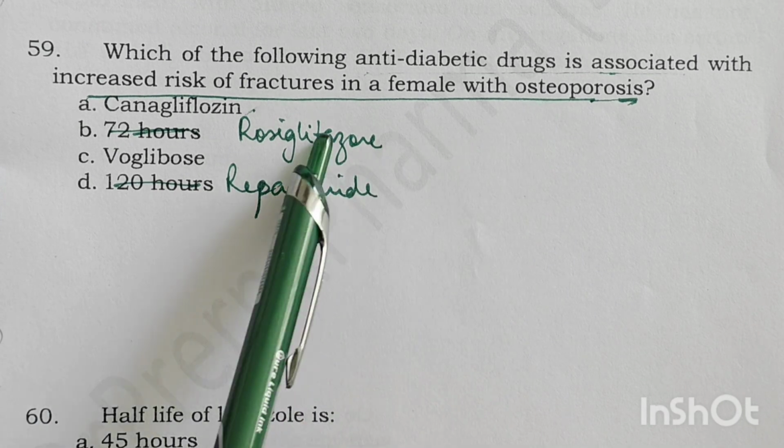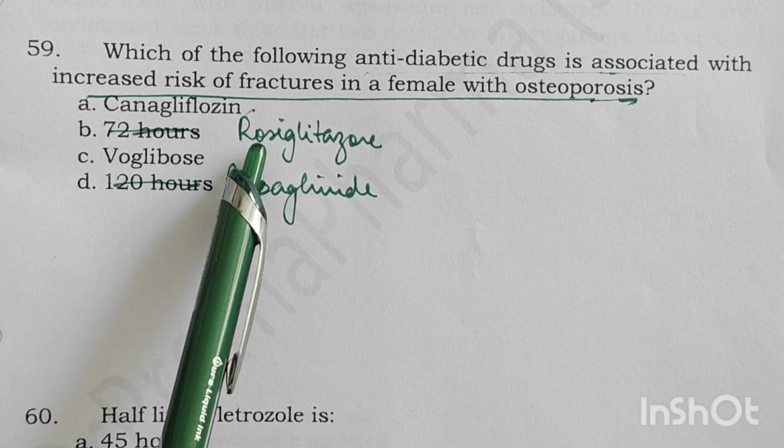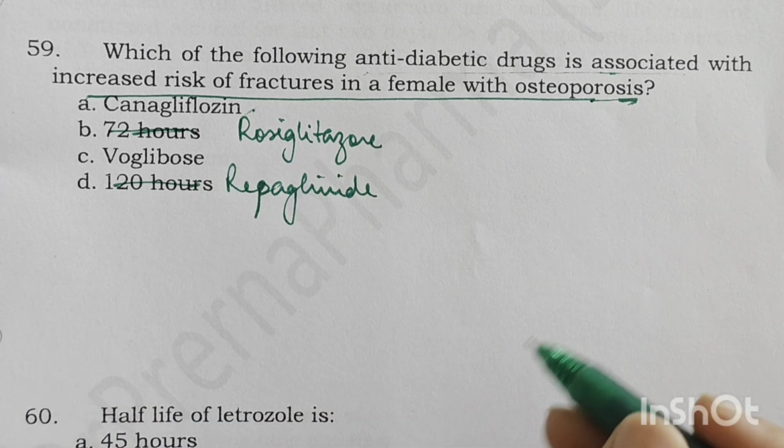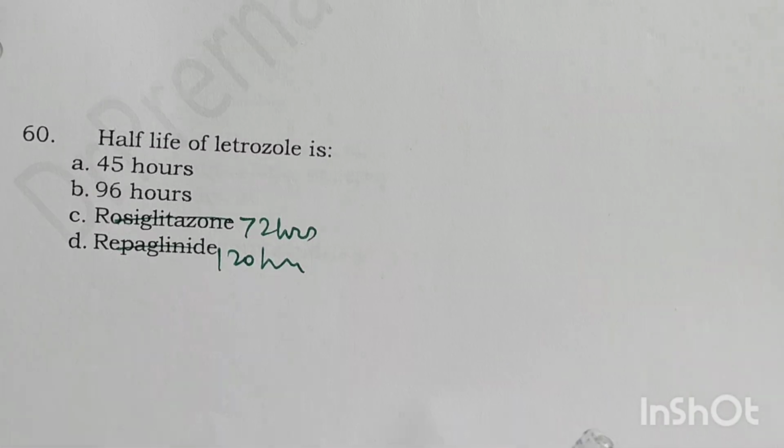Okay, so antidiabetic drug causing osteoporosis: canagliflozin, rosiglitazone, voglibose, and repaglinide. Now, out of all these drugs, the thiazolidinediones like rosiglitazone and pioglitazone are associated with the increased risk of fractures. So the correct answer here is rosiglitazone.